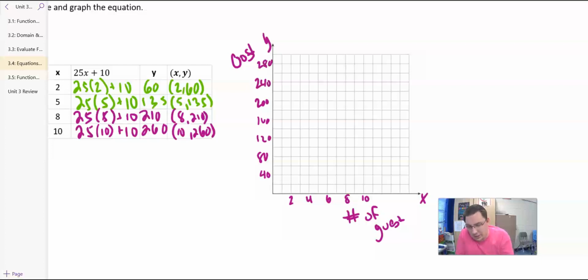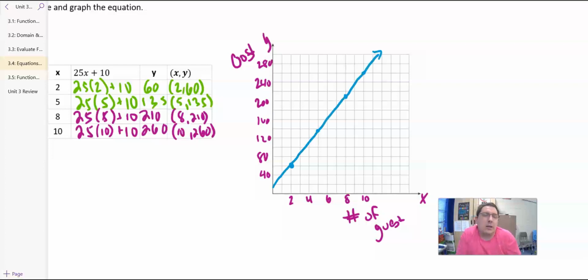Okay, so let's plot these points on the coordinate plane. 2 and 60, so that's pretty easy. That's right here on this corner here. 5 and 135, so this is 120, so this middle line is 140, so we're a little below it. 8 and 210, so it's going to be right here in the middle here. And 10 and 260 is right here. And so if we look at those 4 points, it looks like it makes what again? Well, I could probably take a ruler and make those 4 points lie on the same line. And so we can connect those dots like so.